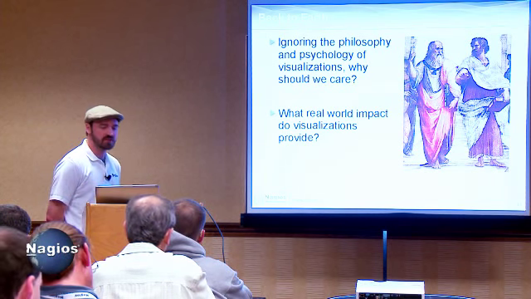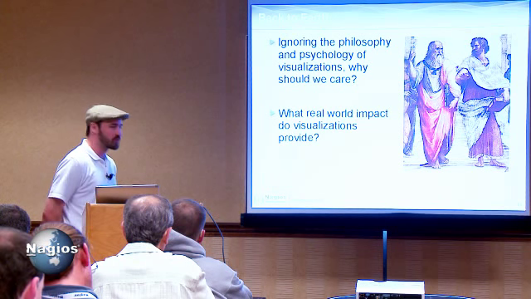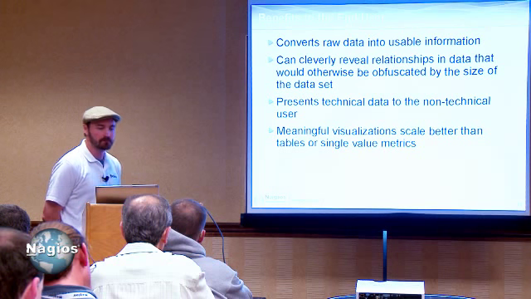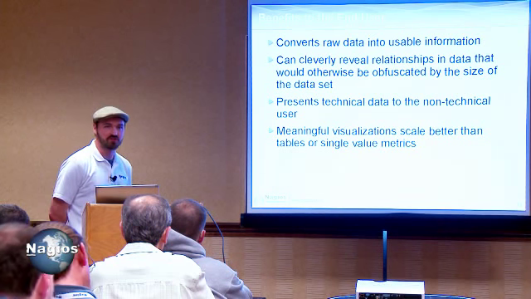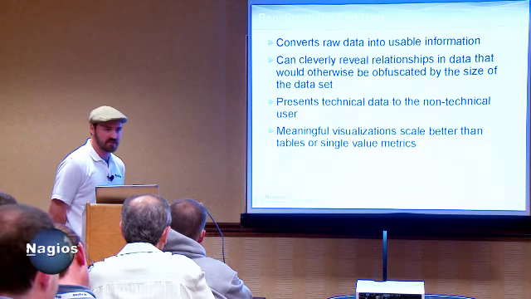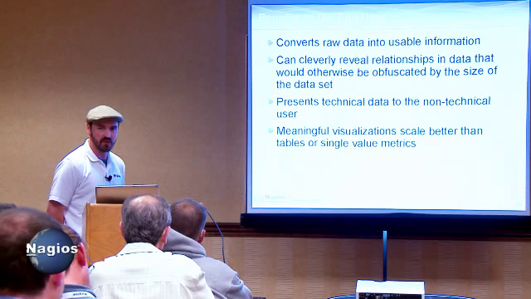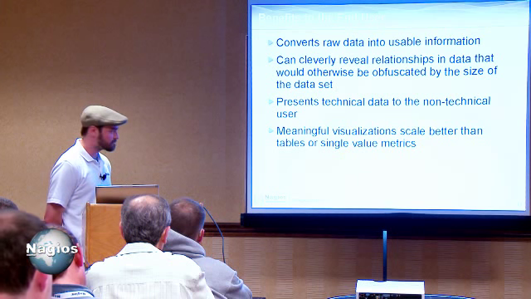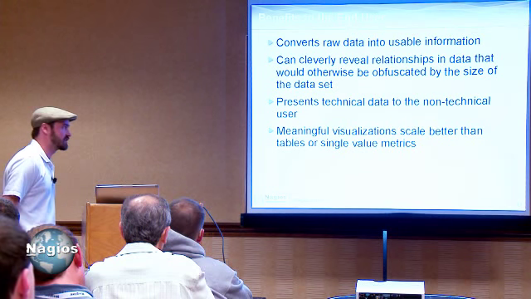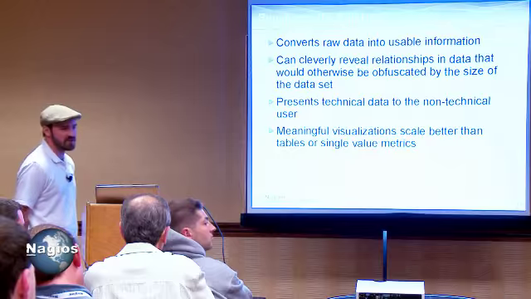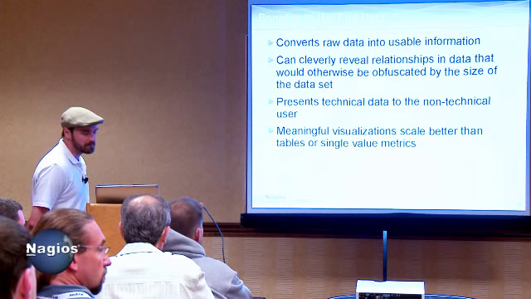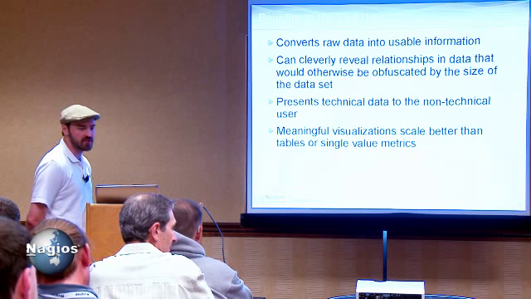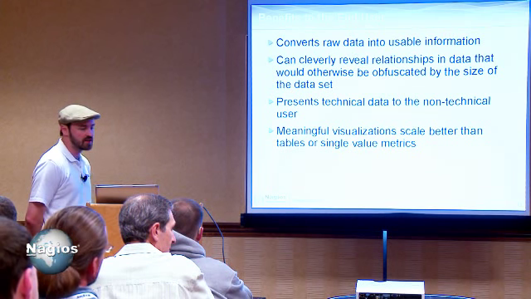Why should we care? What's the point? What are the real world impacts of visualizations? Probably first and foremost is convert the raw data, the tens of thousands, if not hundreds of thousands of lines that you'll have in status.dat, into something usable. Clearly reveal the relationships in data that would otherwise be obfuscated by the size of the data set. And again, that returns back to the ability to identify the particular from this giant general set.